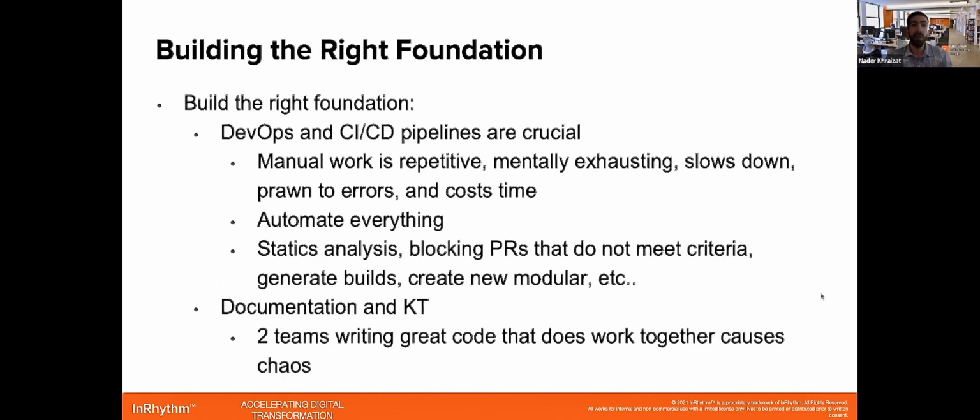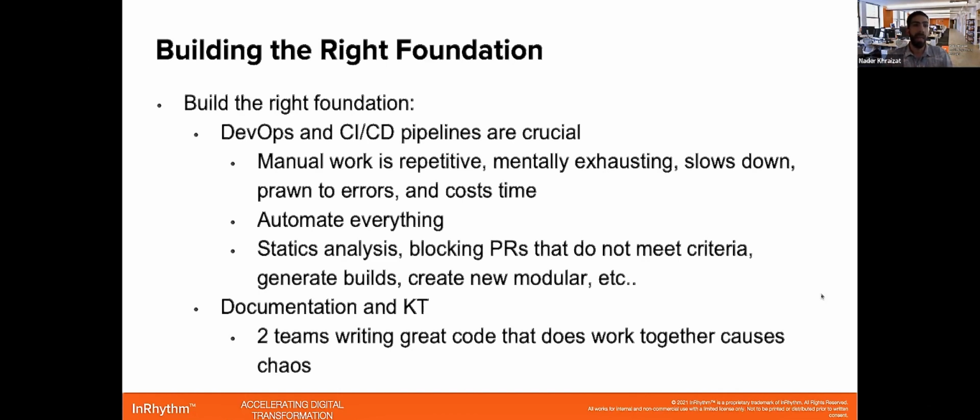And then DevOps and CI/CD pipeline are crucial for a scalable application. Manual work is so repetitive, and it is really mentally exhausting, slows you down, is prone to errors, and costs a lot of time. So automate everything you can automate. Anything that is manual that can be automated, do it, because it might cost you a little bit of time initially, but it will save you hours and hours every week. And that goes up to a lot of money.